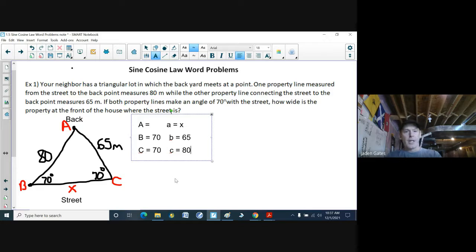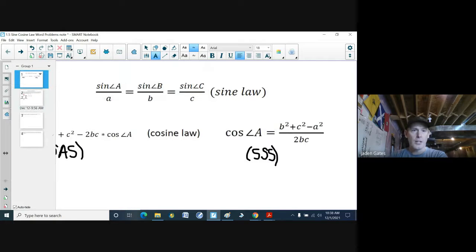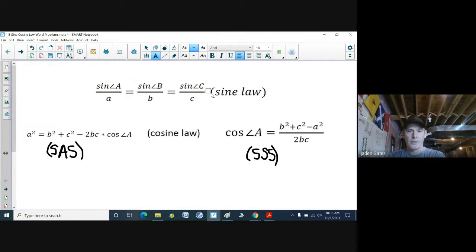Now, we're trying to find x, but I'm looking for side, angle, side. So I've got 80 and 70, but I'm missing x, so there's no side, angle, side there. I go over to the other side here, 65 and the angle, again missing the side. And I don't have all three sides either. So I can't use SAS, side, angle, side, and I can't use side, side, side. So it's not a cosine law. That's telling me right away I'm going to be using the sine law here. All right, let's see if I can copy that.